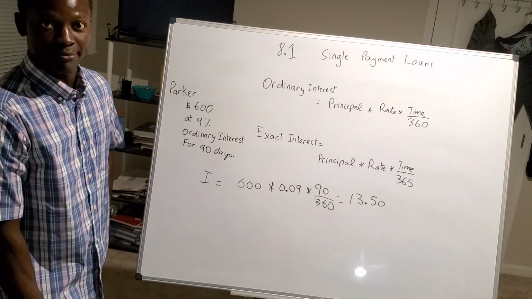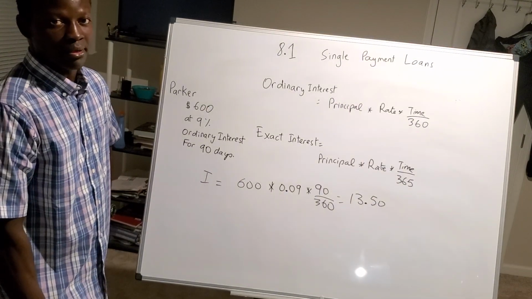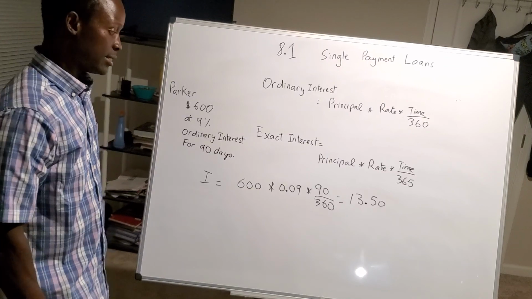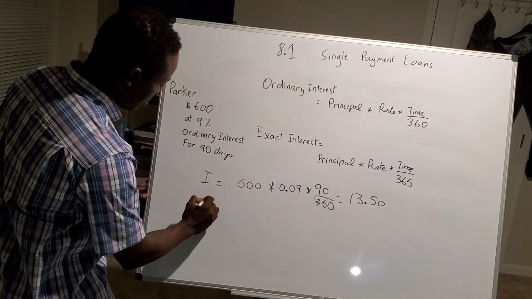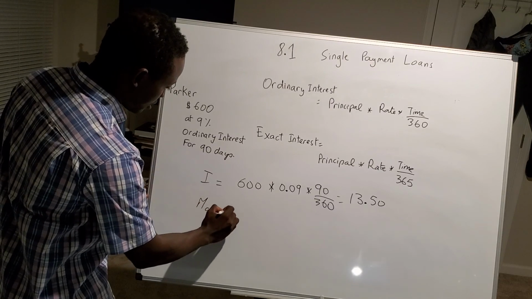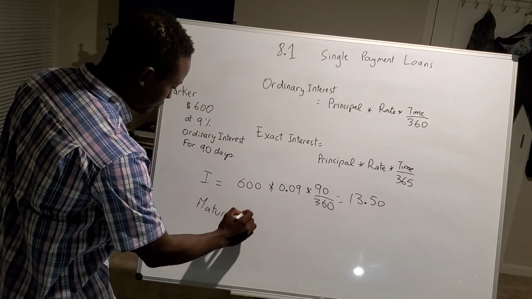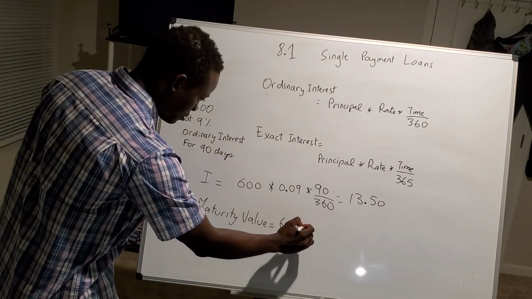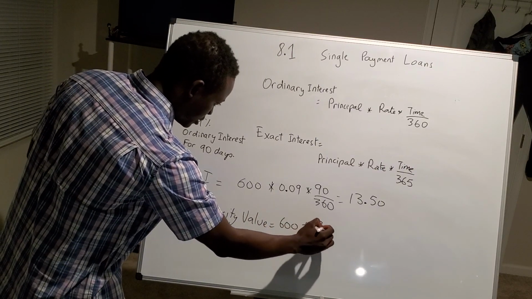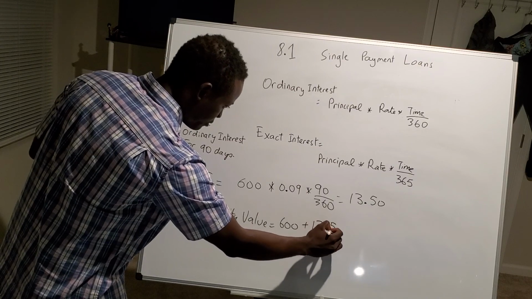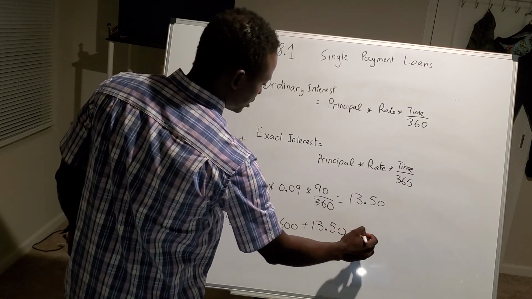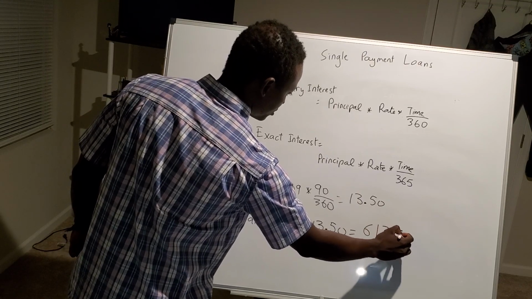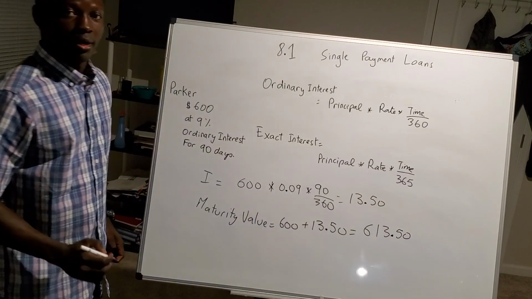Now there's another keyword that is used here. It's called maturity value. Think of it like being mature, right? Maturity value is just the total value of the loan that you have to pay back. So my maturity value is gonna be 600 plus $13.50, right? So this is gonna be 613.50. All right, that's good.